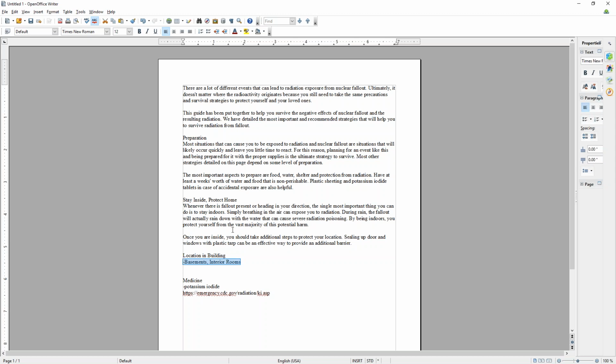the best chance. So the next part of this is going to be the location in the building, the fact that the basements and the interior rooms, like I was able to see on the other website, are going to be much safer locations.